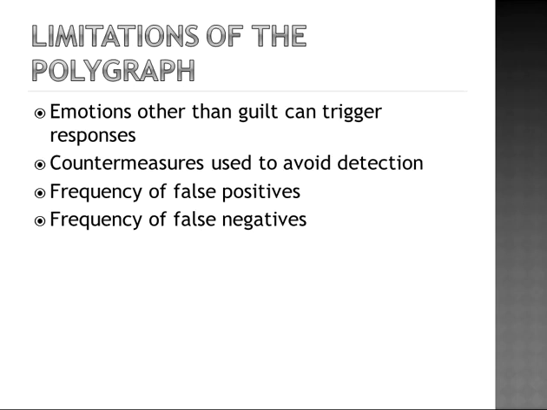Emotions other than guilt can trigger responses. This is a limitation of the polygraph. Countermeasures can be used to help avoid detection. And there are frequencies of false positives as well as frequencies of false negatives.